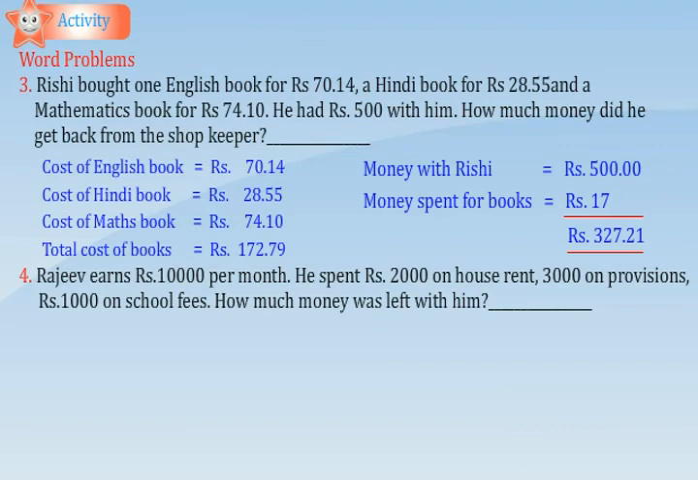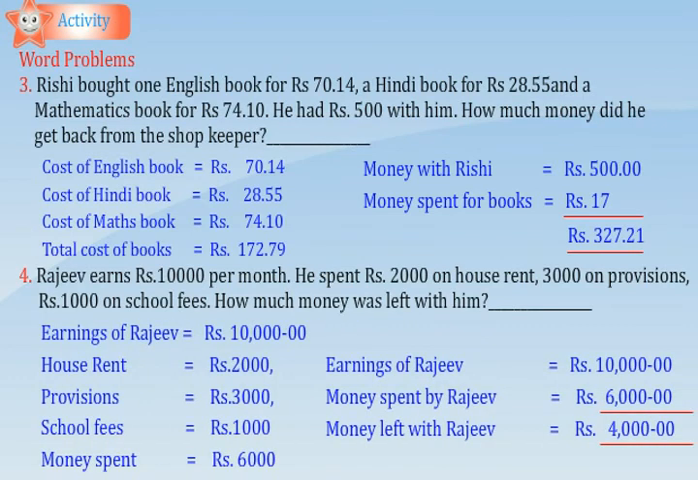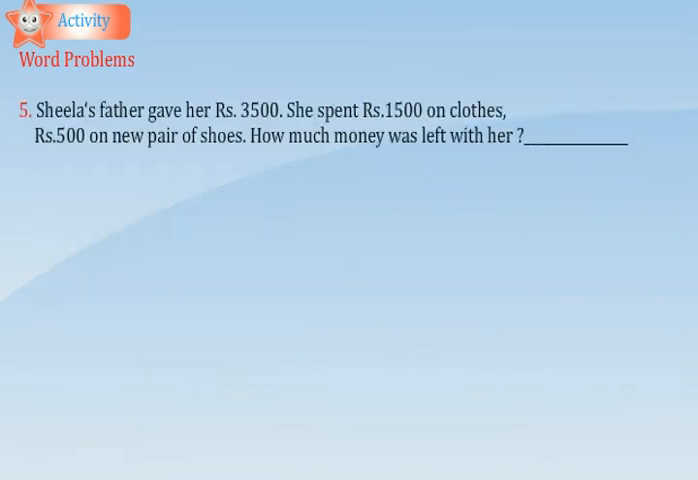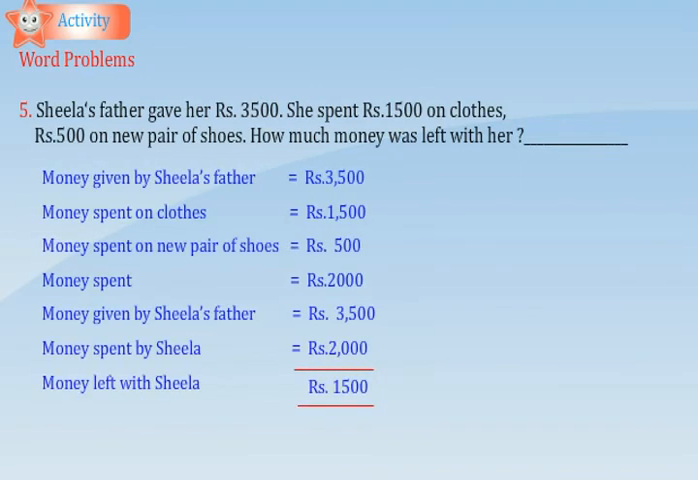Rajiv earns 10,000 per month. He spends 2,000 on house rent, 3,000 on provisions, 1,000 on school fees. How much money was left with him? Sheila's father gave her rupees 3,500. She spent rupees 1,500 on clothes, rupees 500 on a new pair of shoes. How much money was left with her?